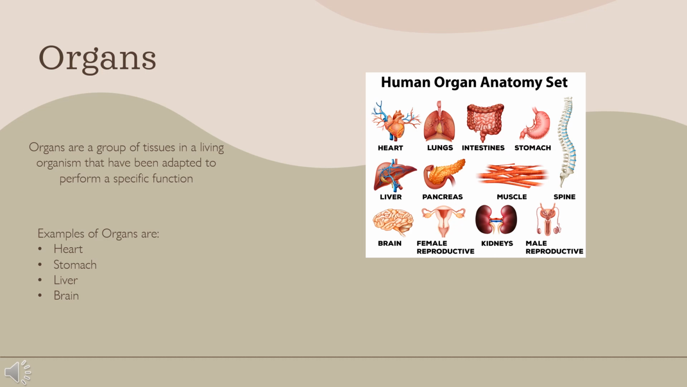Organs are a group of tissues in a living organism that have been adapted to perform a specific function. For example, the heart, which is located in front of the chest, is responsible for pumping blood throughout the blood vessels in our body. Other examples of organs are the stomach, the liver, and the brain.